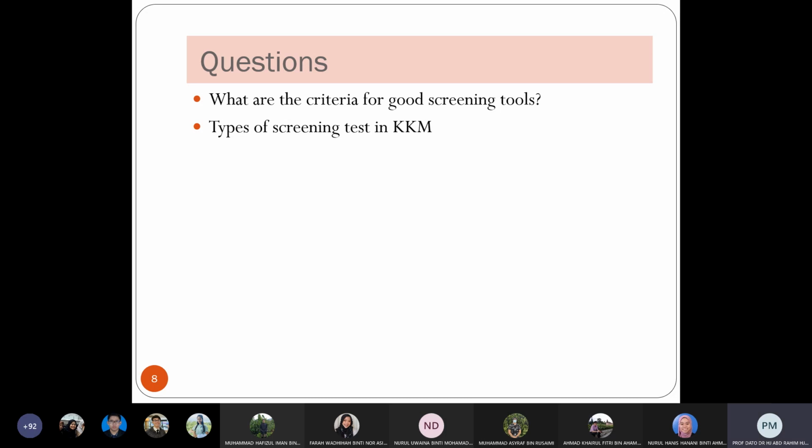So what is the criteria of good screening tools? Those medical related companies are very innovative. They come up with various instruments. There are so many instruments out there that you can buy on Shopee or Lazada. Now they are promoting the oximeter to measure the oxygen level in your blood, because that indicates whether your lung is functioning well or not. In the COVID situation, if it affects the lung, it will cause hypoxia. And for types of screening tests in the Ministry of Health, we discussed a little bit of the KKM or Ministry of Health Malaysia's screenings, what they have.